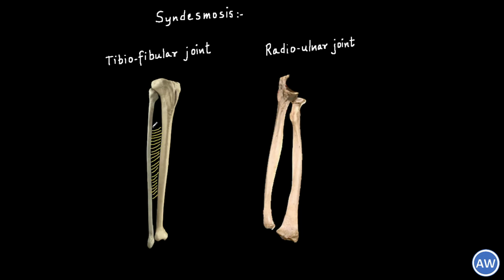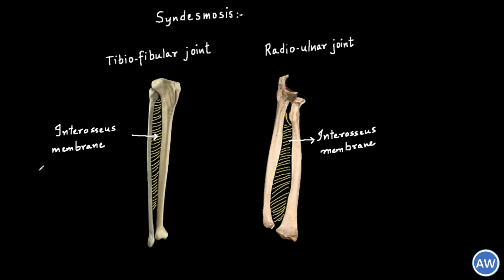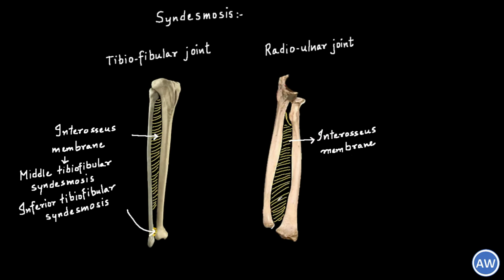Syndesmosis are slightly movable joints. In syndesmosis, two bones are held together by an interosseous membrane consisting of collagen fibers. The syndesmosis maintains the integrity between long bones, and it resists forces that attempt to separate the two bones. For example, the tibia connects to the fibula, forming the middle and the inferior tibiofibular joint. The tibiofibular syndesmosis primarily provides strength and stability to the leg and ankle during weight bearing.